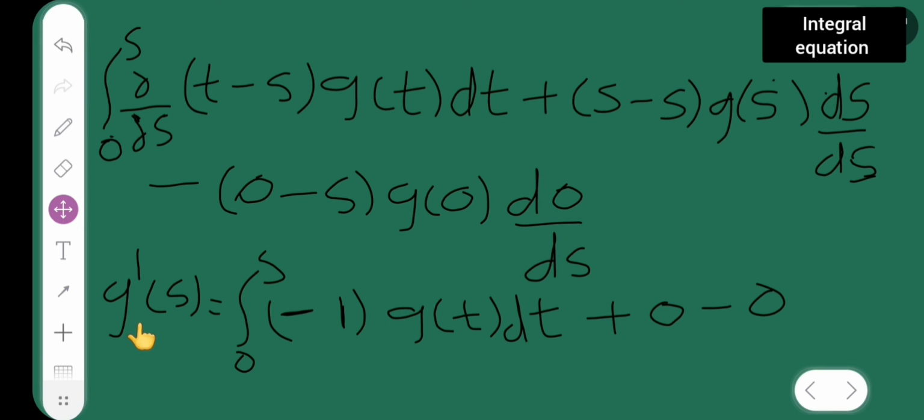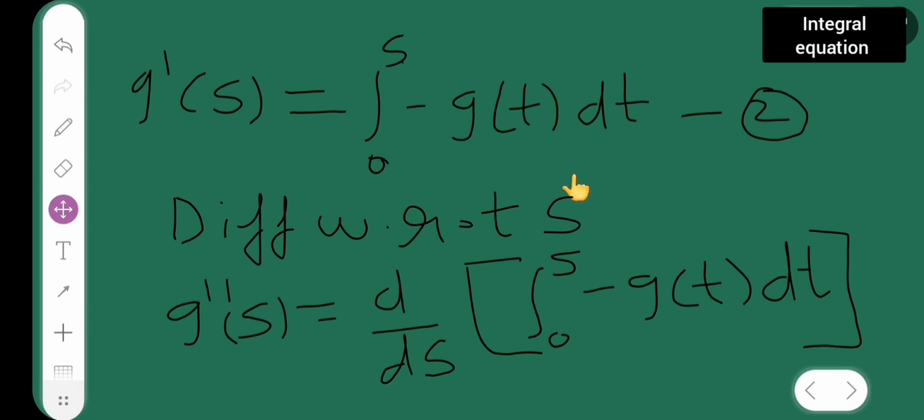So what will remain? g dash of s is equal to integral from 0 to s of minus 1 times g of t dt will remain. That thing I'll write here. So g dash of s is equal to integral from 0 to s of minus g of t dt, and consider this as equation 2. Now differentiate this with respect to s again.